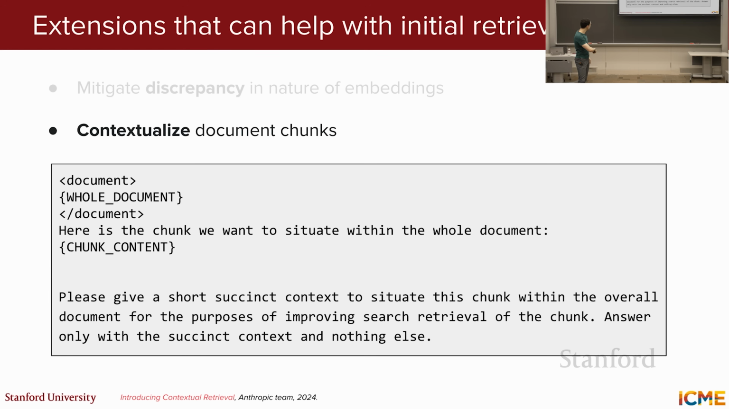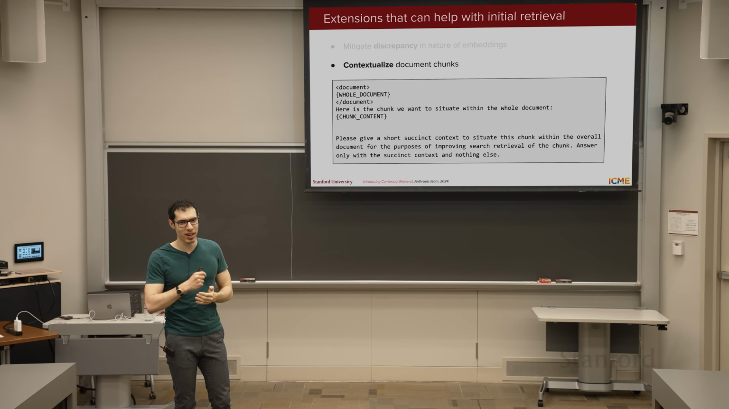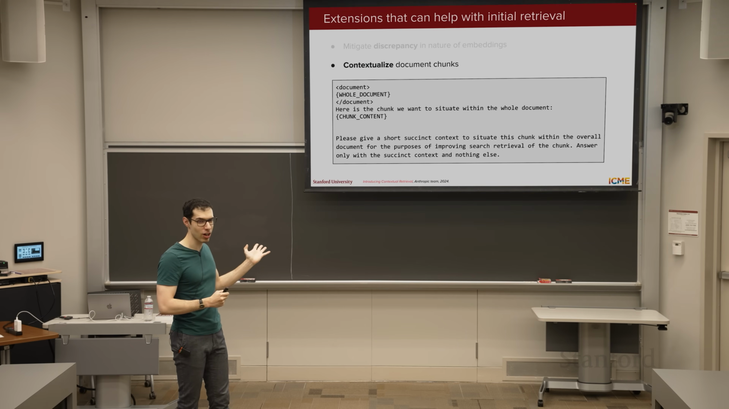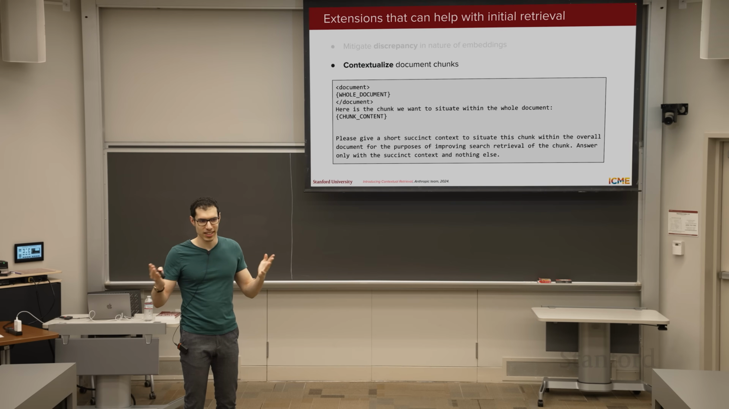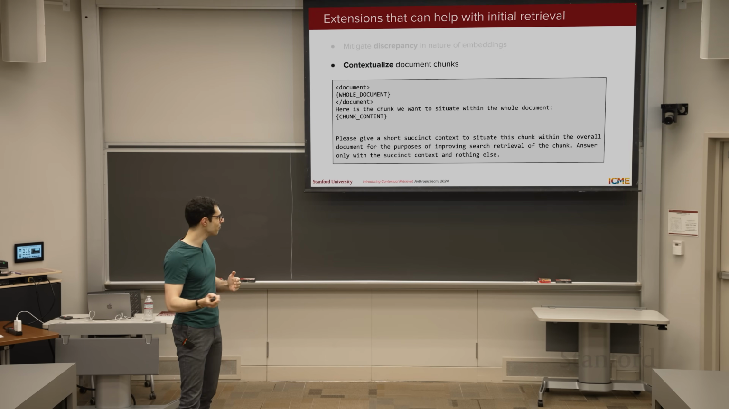So how are you going to do that? Well, it's, again, an LLM call. So what you do is typically have, let's say, the whole document, and then you have the chunk that you want to contextualize, and you ask your model, well, please give me a short, succinct context to just make sense of that chunk. And now you may tell me, well, that's a lot of LLM calls. You have potentially a lot of chunks, and that's just going to be very pricey.